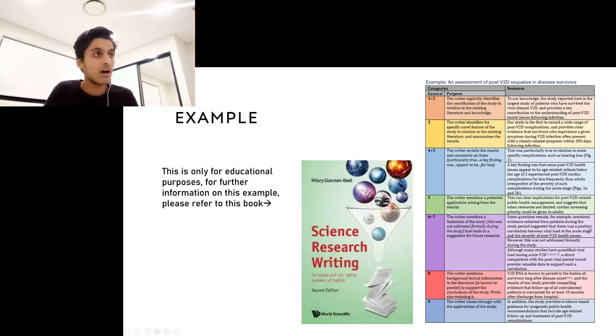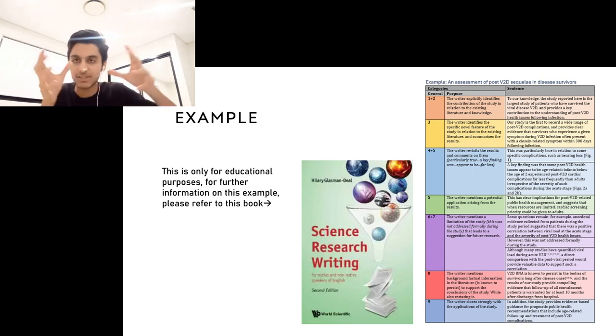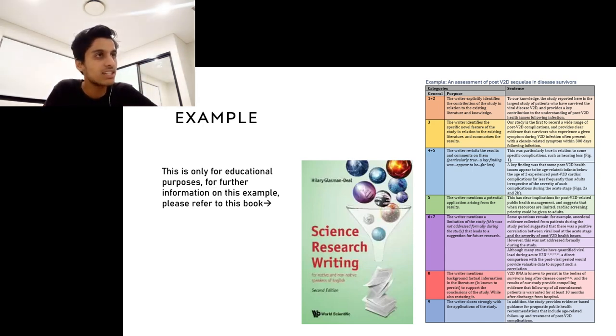So at first, "To our knowledge, blah blah blah, largest study of patients with viral disease V2D and provides a key contribution to the field." So see, the writer explicitly identifies the contribution. You start with a bang, you start with the importance of your research. Then the writer identifies a specific novel feature of the study. So now you want to go into that specific feature that your paper was all about. "Our study is the first to record a wide range of post-V2D complications and provides clear evidence that survivors who experience a given symptom during V2D are also present closely within 300 days following the infection."